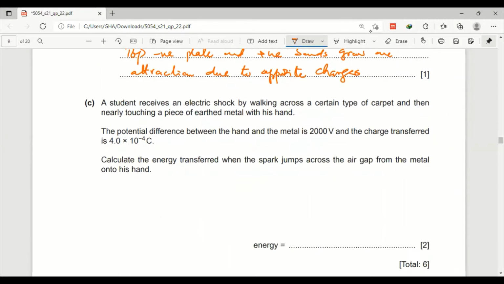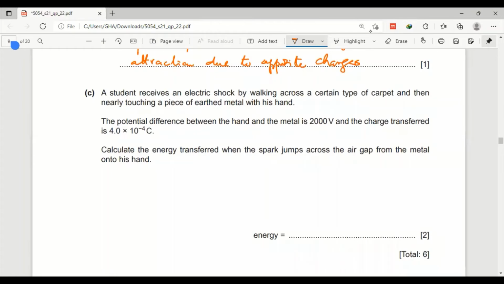The next is, a student receives an electric shock by walking across a certain type of carpet and then nearly touching a piece of earthed metal with his hand. The potential difference between the hand and the metal is 2000 volt, and the charge transferred is 4 into 10 power minus 4. Calculate the energy transferred when the spark jumps across the air gap from the metal onto the hand.